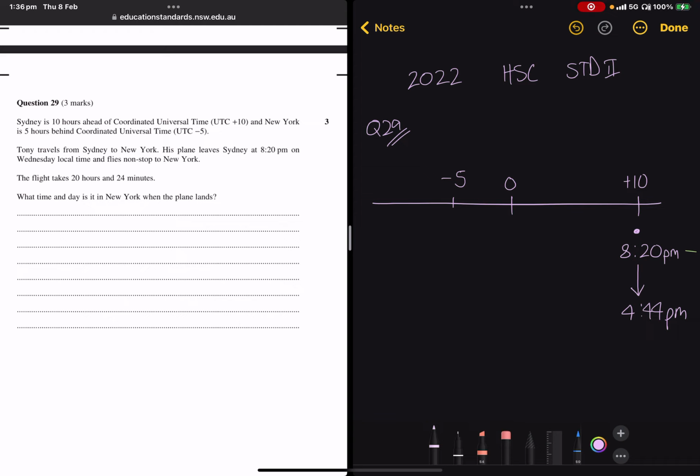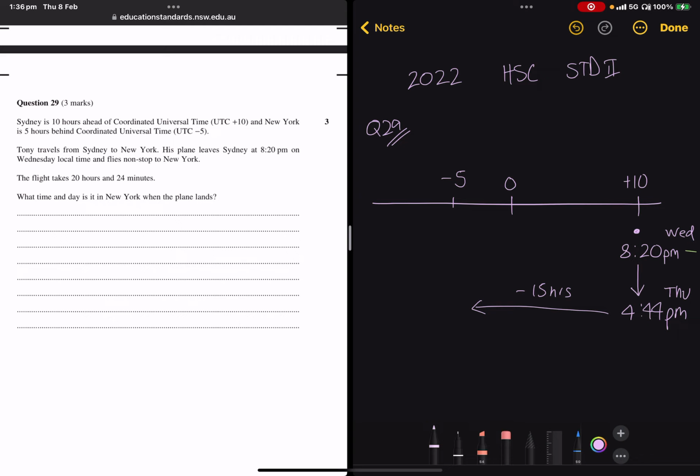Now we're told he left on a Wednesday. This was Wednesday in Sydney. He will arrive on Thursday at 4:44 p.m. Sydney time. That's the 8:20 plus 20 hours and 24 minutes. So now what we need to do is convert this to New York time by subtracting 15 hours from it. So 4:44 p.m.